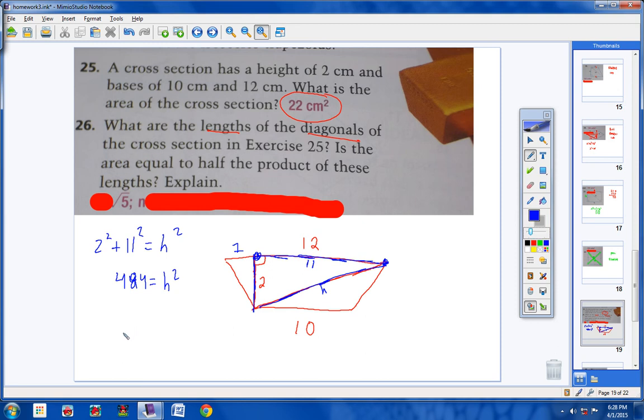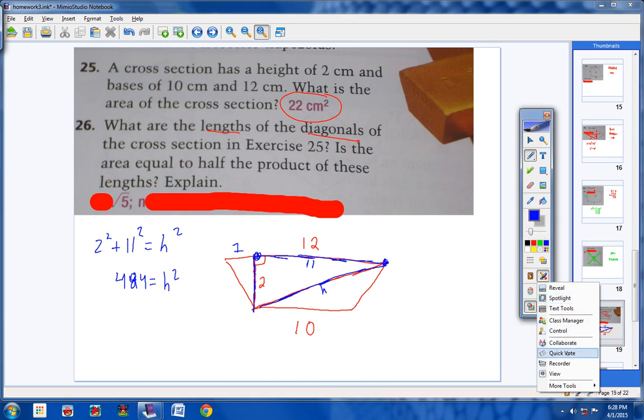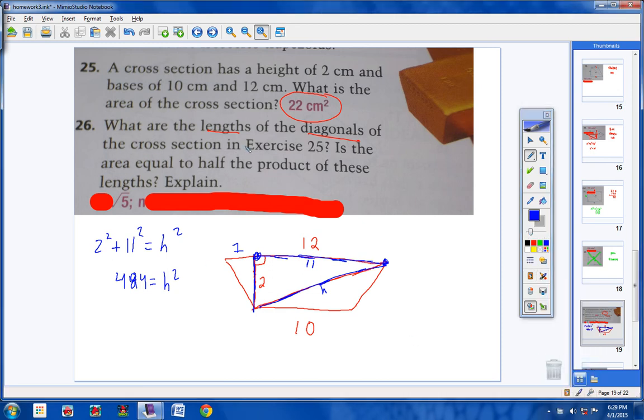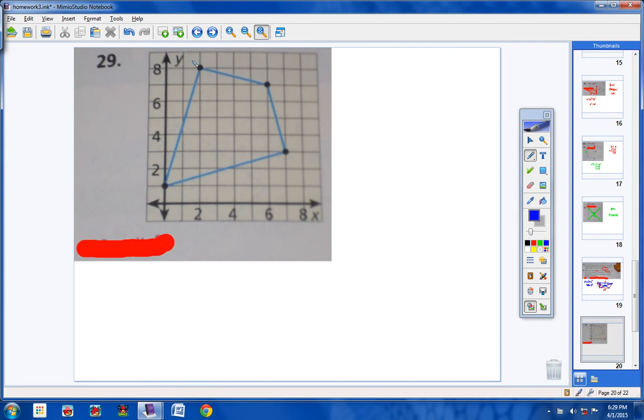Now, for the other part of this problem, would the area equal half the product of these lengths? No, because the two diagonals are not perpendicular. There's not a right angle there. So no, you could not find the area by taking 1/2 times the product of the lengths. No, that would not work. Okay. Alright, moving on to our last set, 29 through 31.